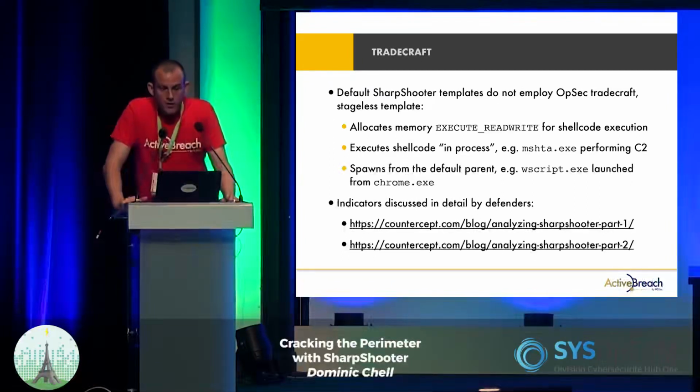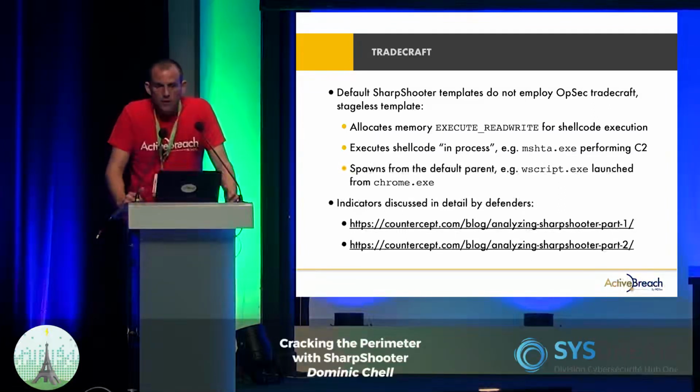These were noted in the analysis that was performed by a number of vendors. There are two really interesting blog posts from the guys at Countercept, which talk about the things and the IOCs that they would hunt for in this tool. Specifically, the default payload will allocate memory for shellcode using the execute read write page permission, which means that hunters can just search for these memory permissions in use. It will execute shellcode in process, which means that you might end up having something like MSHTA calling out to the internet to perform your C2.